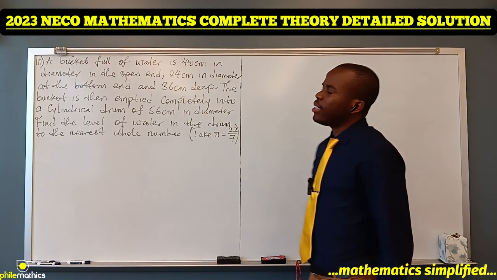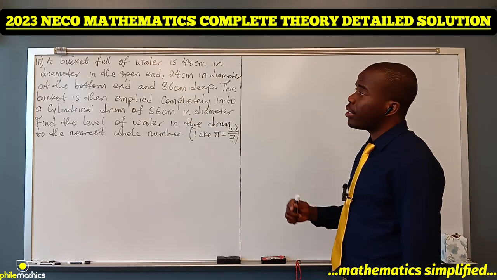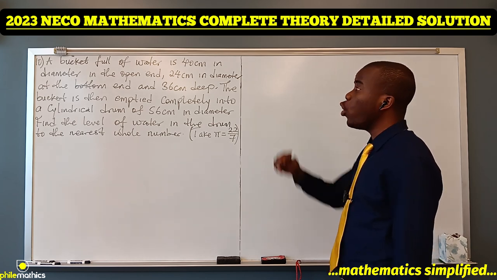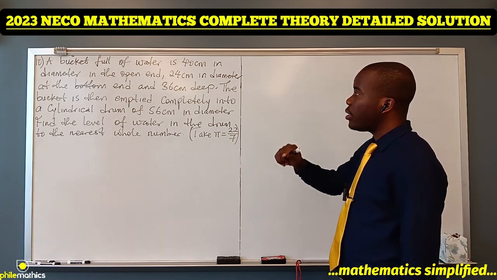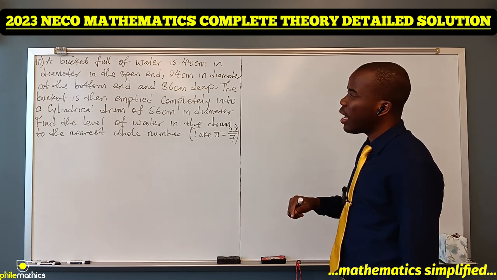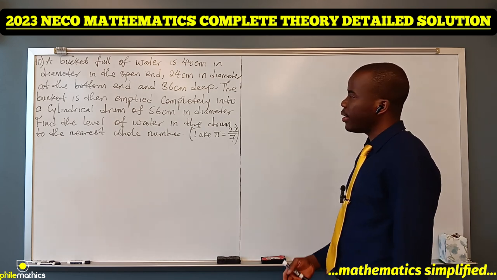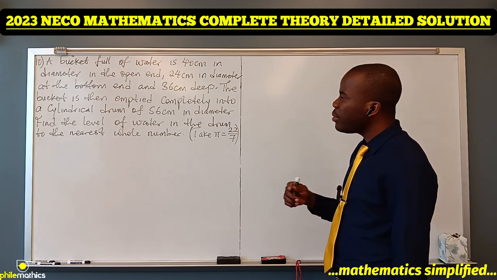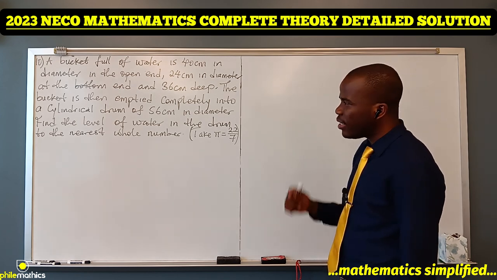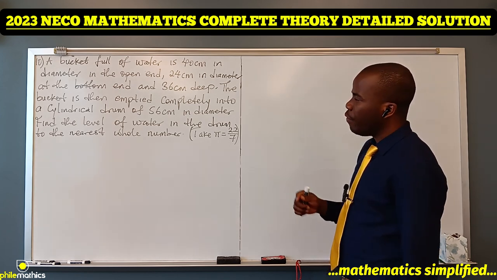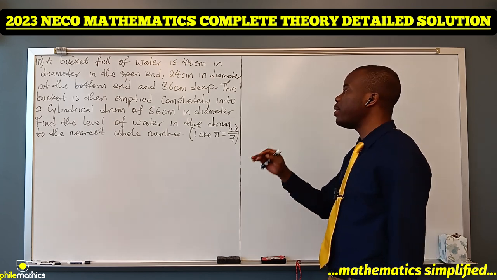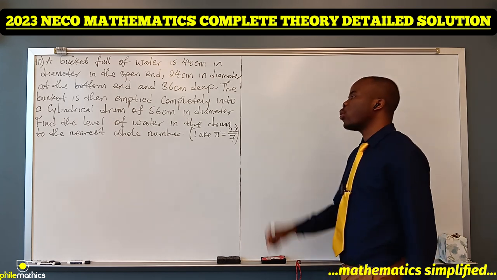Question 10 is an interesting question. It says a bucket full of water is 40 cm in diameter in the open end, 24 cm in diameter at the bottom end, and 36 cm deep. The bucket is then emptied completely into a cylindrical drum of 56 cm in diameter. Find the level of water in the drum to the nearest whole number.